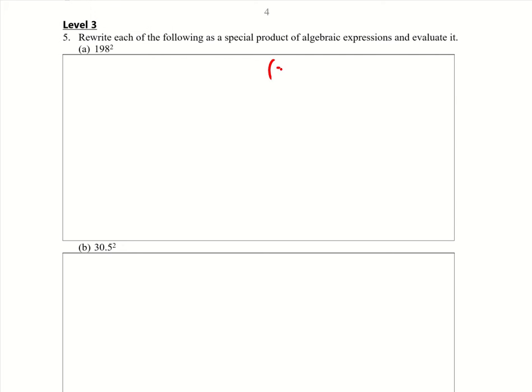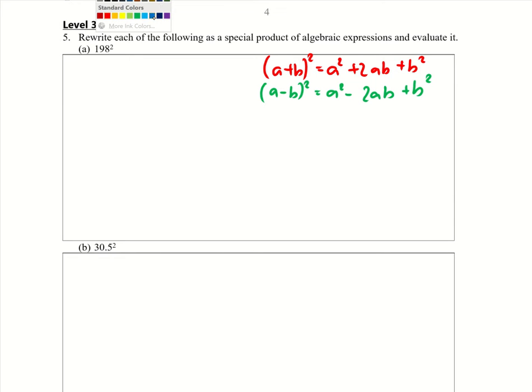We have (a plus b) the whole thing squared is equal to a squared plus 2ab plus b squared. And then we have (a minus b) the whole thing squared, which is equal to a squared minus 2ab plus b squared. And then we have the last one, (a plus b)(a minus b), which is equal to a squared minus b squared. So these are the three special products.